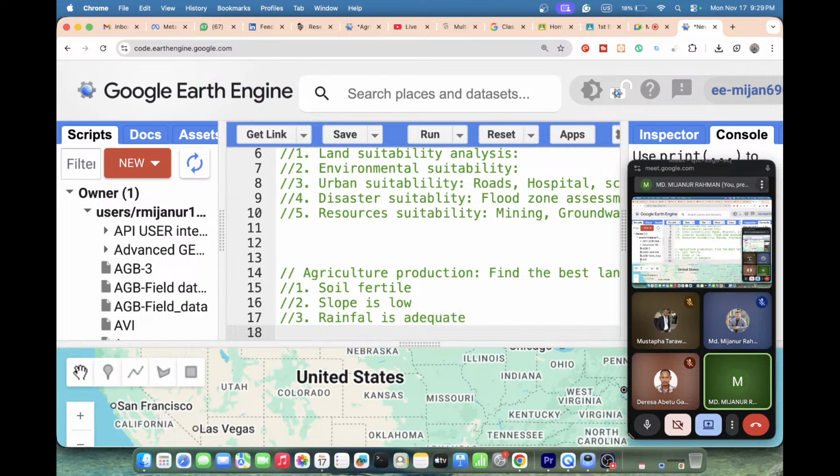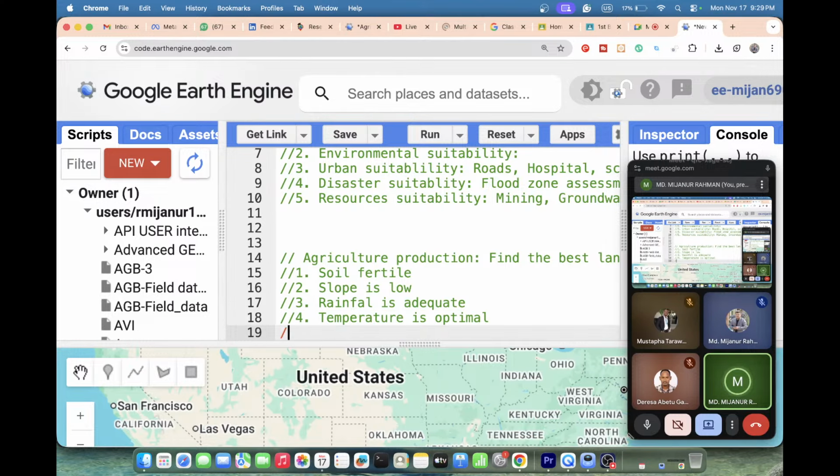Then, we also consider another factor, temperature. Suppose I choose a place where the land surface temperature is very high. This type of place is not suitable for agriculture production. So for the temperature, I need the optimal place. Suppose I simply write here, temperature is optimal. This is my condition.